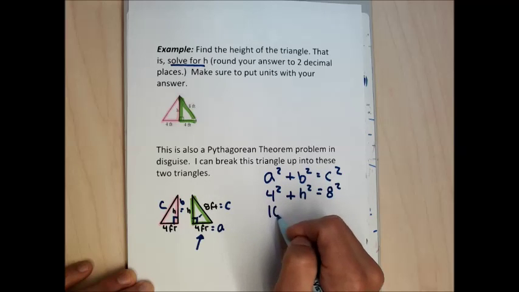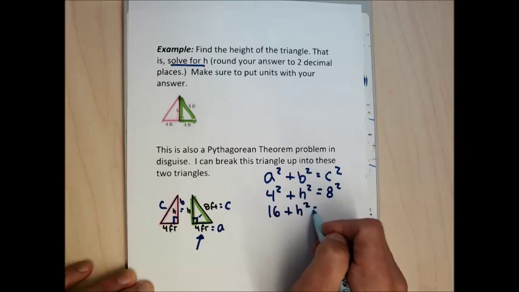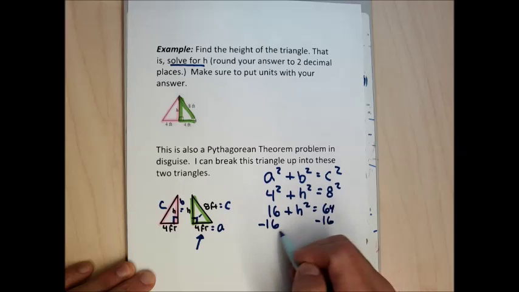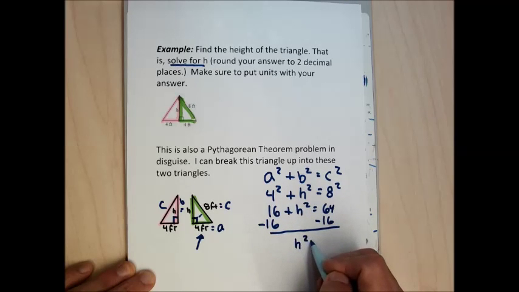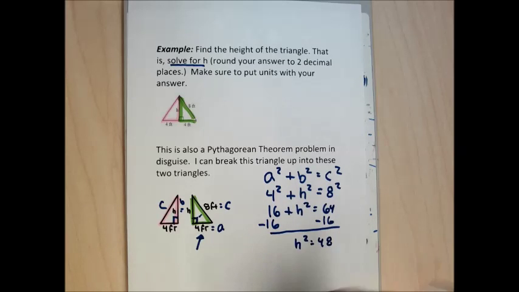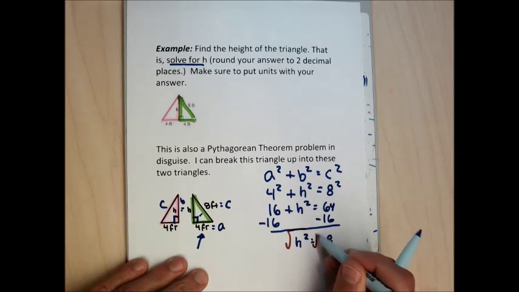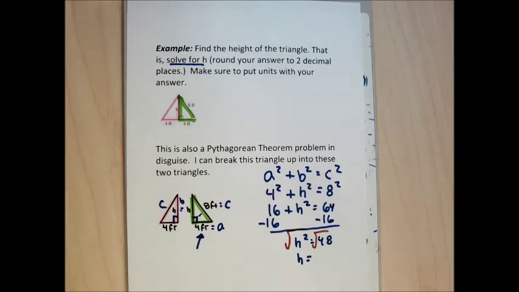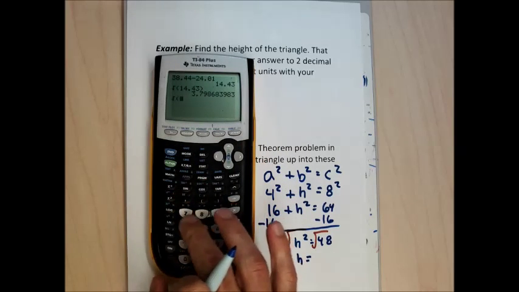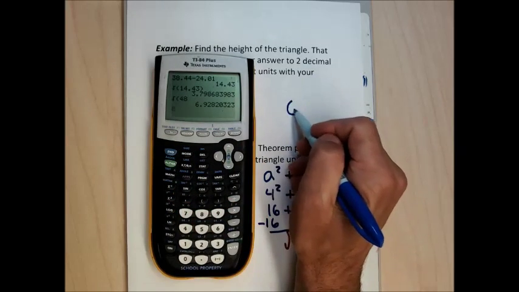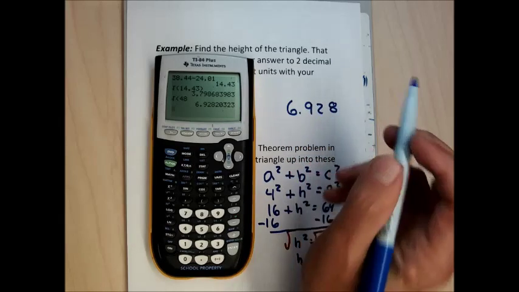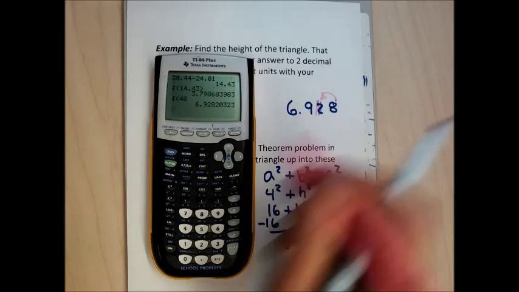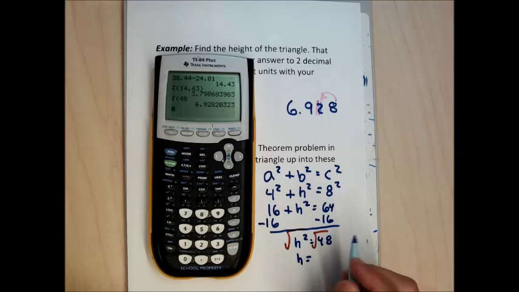So this is going to give me 16 plus H squared equals 64. I'm going to minus 16 from both sides. This is going to give me H squared equals 48. And then I'm going to square root both sides. On the left-hand side, the square root of H squared is just H. On the right-hand side, when I square root the 48, I see 6.928, and then I have to decide whether the 2 stays a 2 or if it rounds up to a 3. The number after the 2 is an 8, which is 5 or bigger, so I'm going to round up to 3.